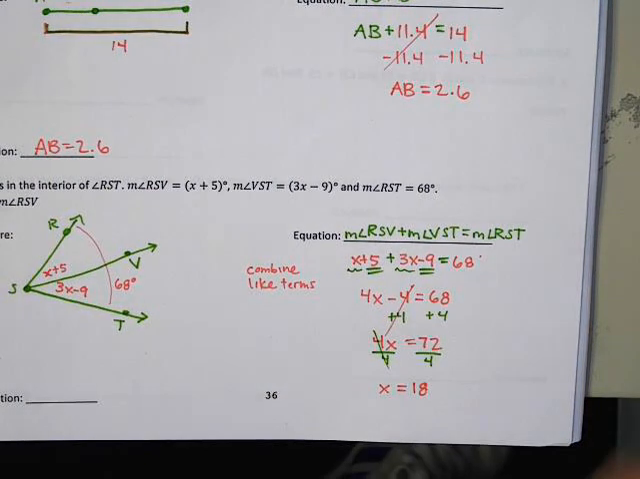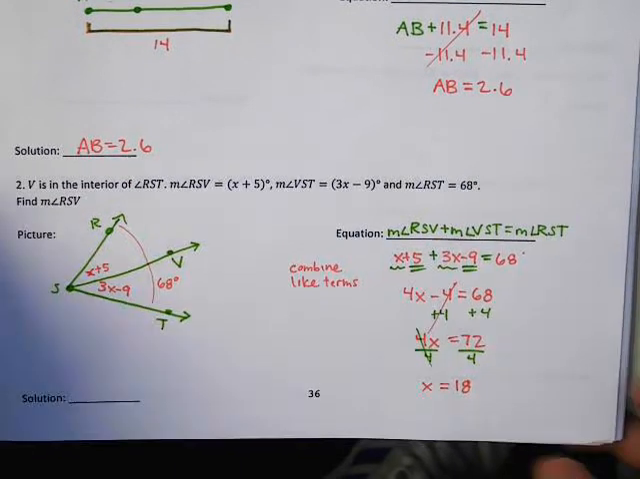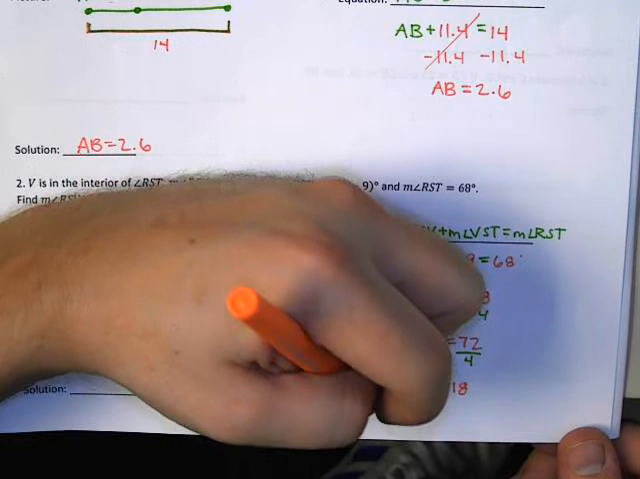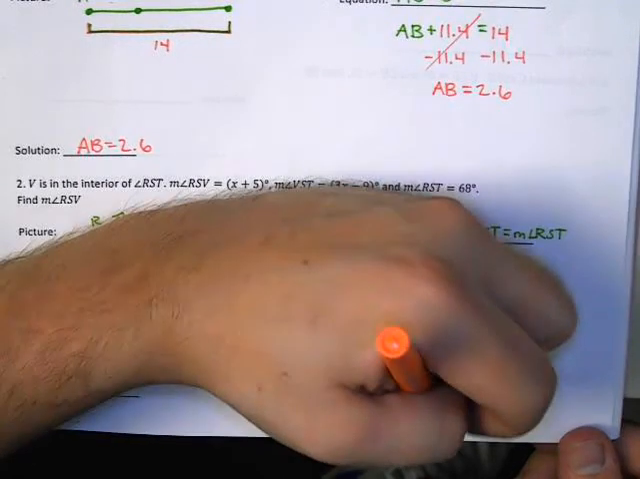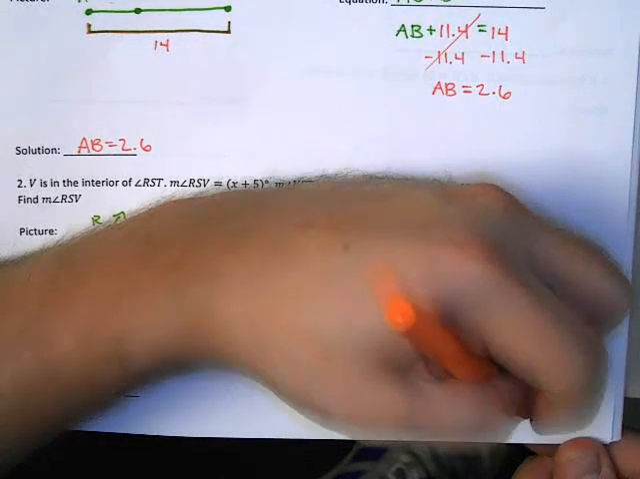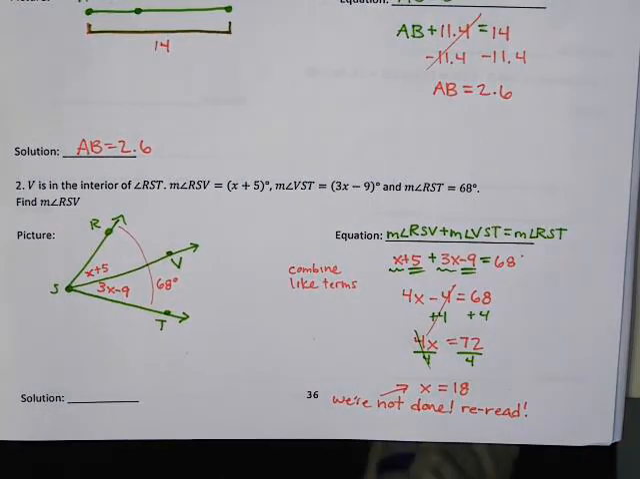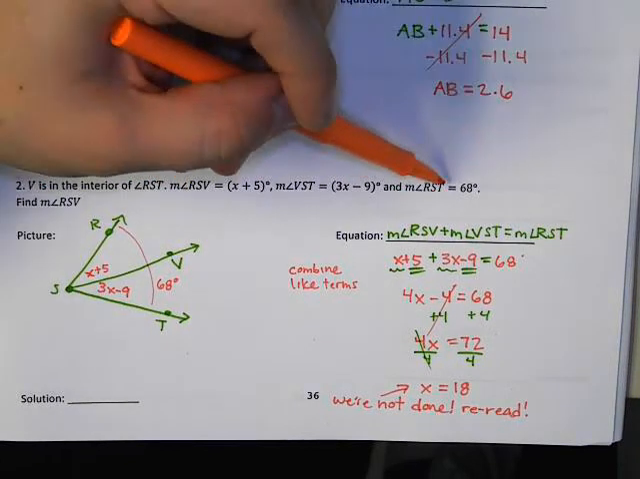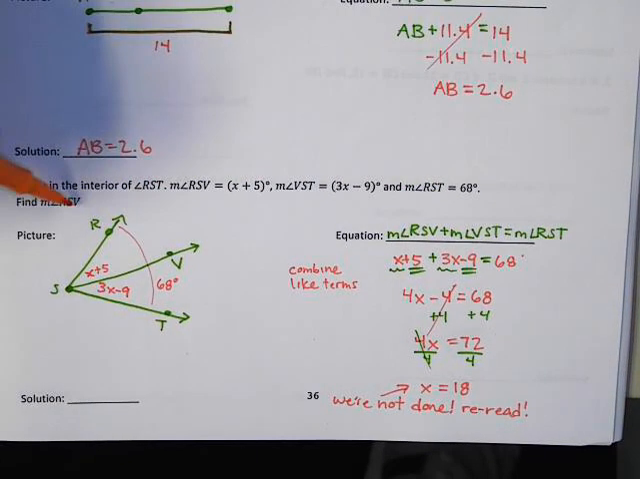So be very careful, and this is definitely a talking point. I'm going to make a note: we're not done. Reread. Make sure you go back and answer the question fully. For example, I know that we found x here. But if we go back and reread the instruction, it says to find the measure of angle RSV.